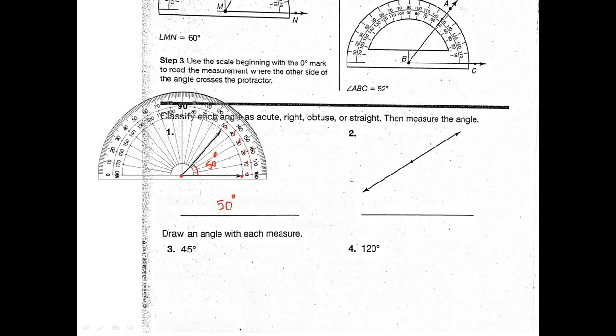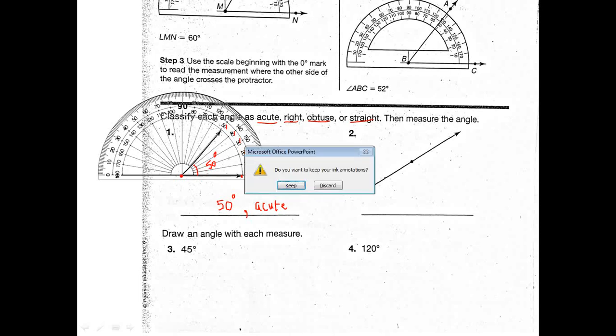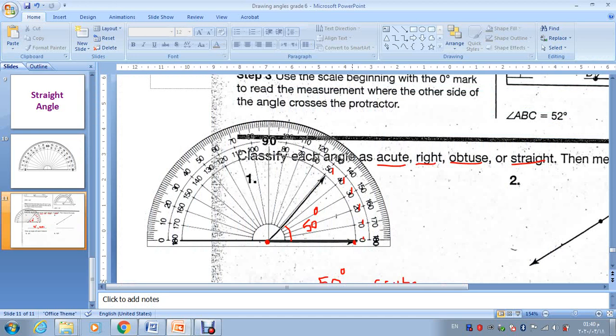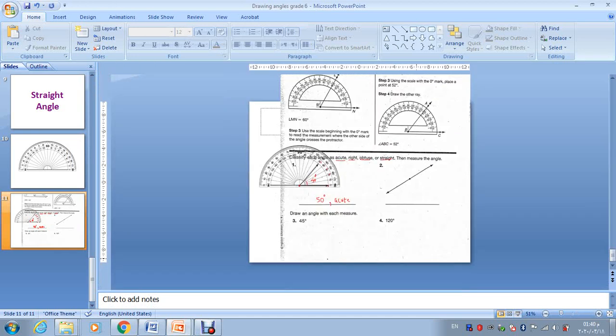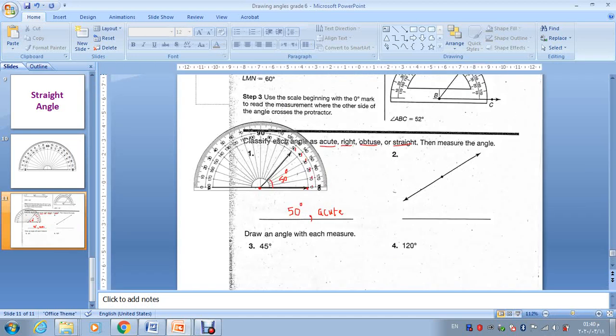And 50 degrees is an acute angle, because the question asks you to classify whether it's acute, right, obtuse, or straight, then measure the angle. Okay? So here we have a 50 degree angle and it's an acute angle. Let's go now for the next question here, the second question.